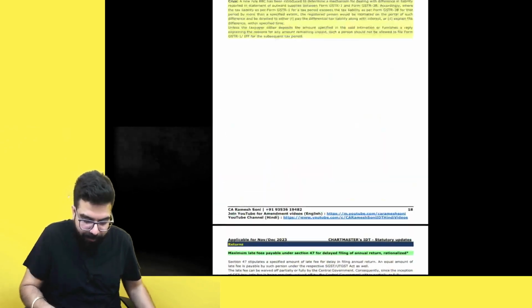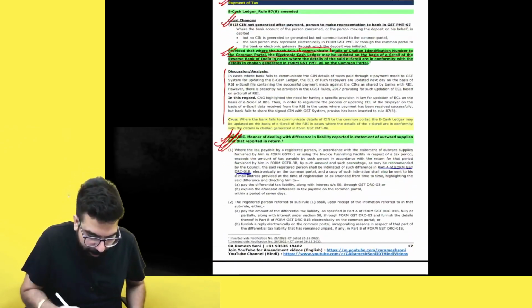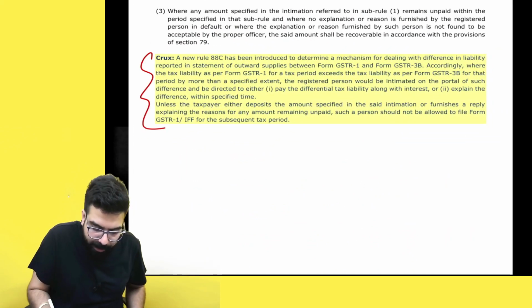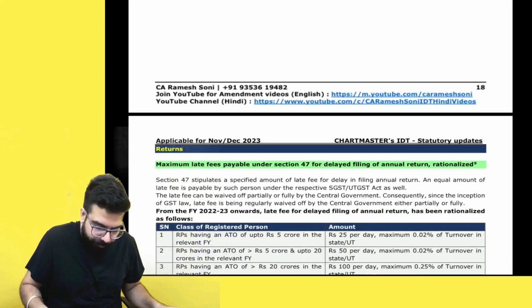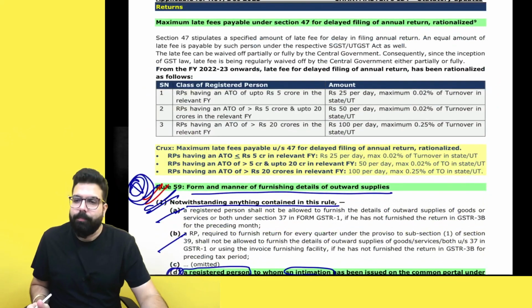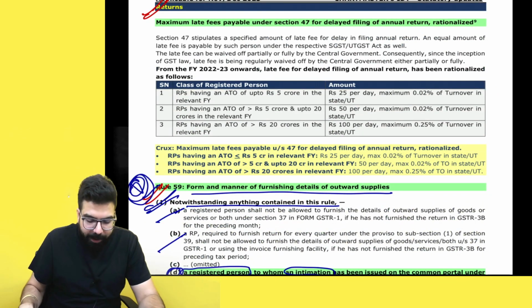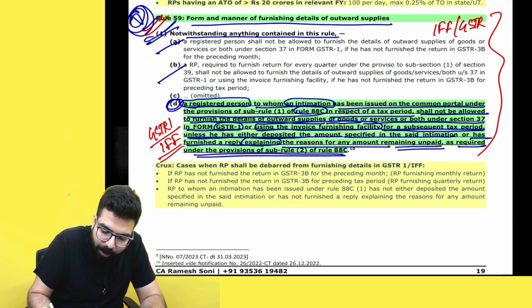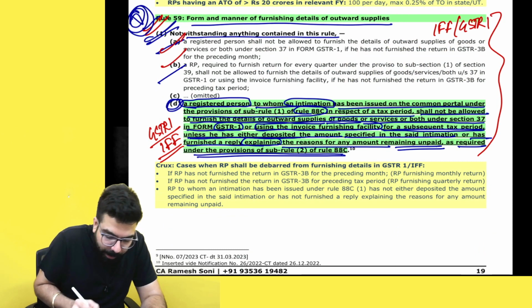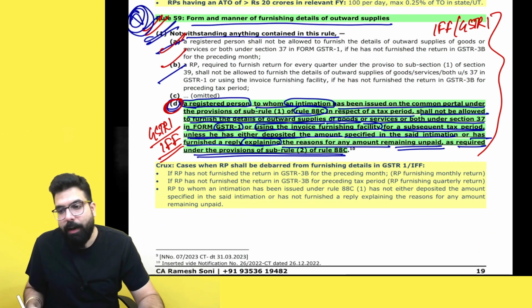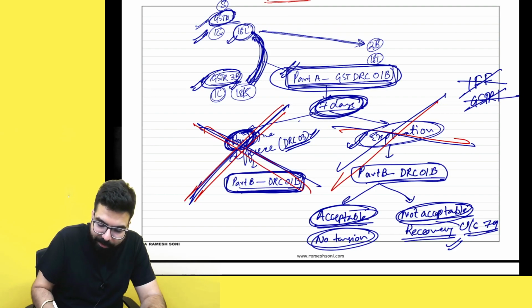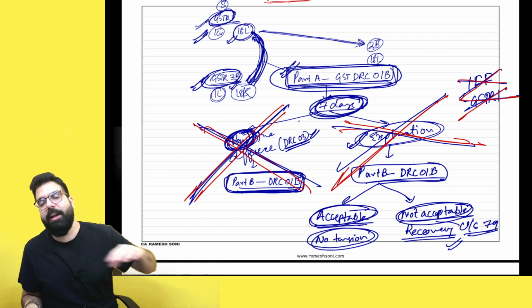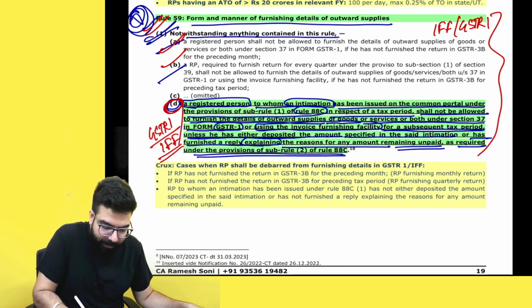Now, listen to me very carefully. This amendment, rule number 88C, what I have explained to you, I have written over here the crux also. Now, please come to the chapter of returns. In the chapter of returns, this amendment which had come: when is your invoice furnishing facility or GSTR-1 blocked? These two were already there. One third point over here has been added, that if you don't pay the differential or don't give an explanation, then also GSTR-1 or invoice furnishing facility for the next period will be blocked. Remember one thing, this is the amendment over here.